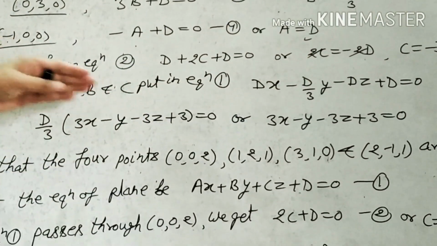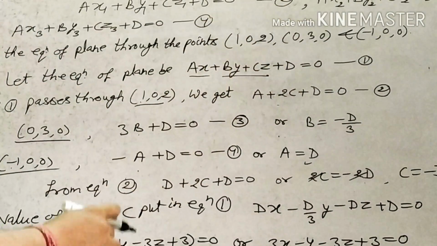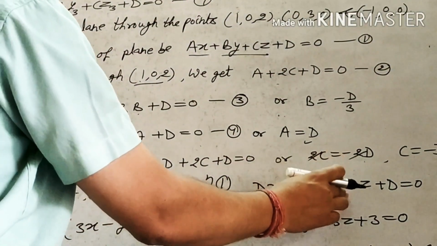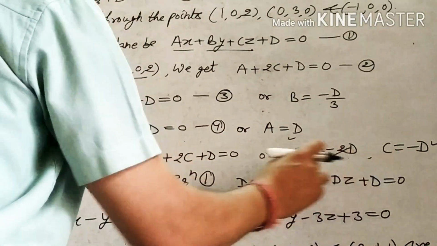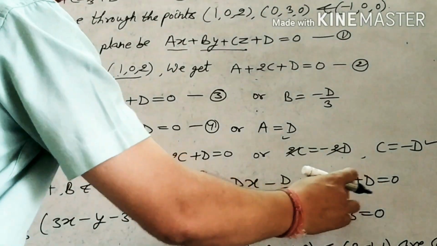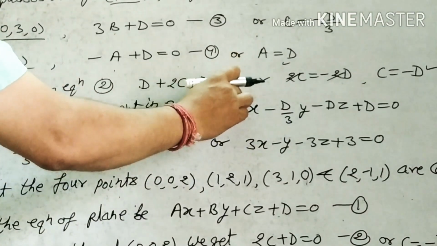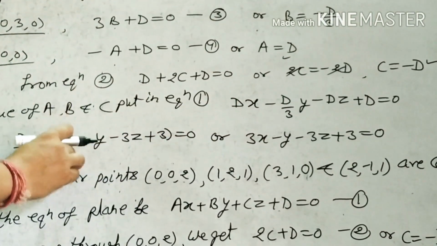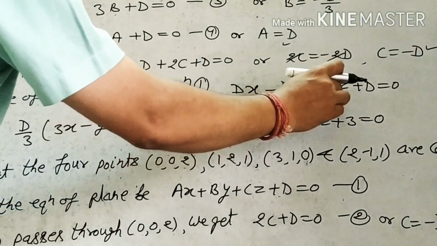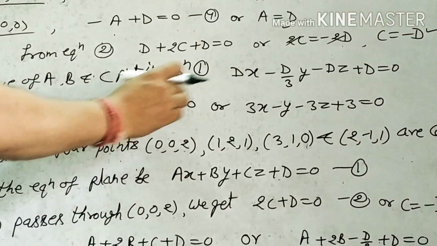That's why you will put the values of a, b, c in equation first. Equation first is this. Value of a, b, c: a replaced by d, b replaced by minus d upon 3, c replaced by minus d, and d as it is. So it will be dx minus d upon 3 y minus dz plus d equal to 0. You can take d upon 3 common, so 3 will be here. 3 multiplying x, it will be 3x, minus d upon 3 common, y as it is, minus 3. Again when you take LCM, 3 will be multiplying z, so it will be minus 3z, plus 3 here.